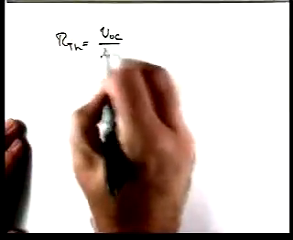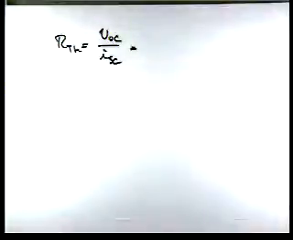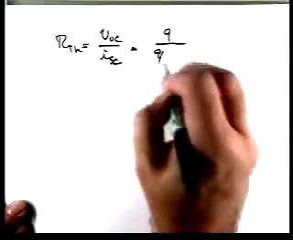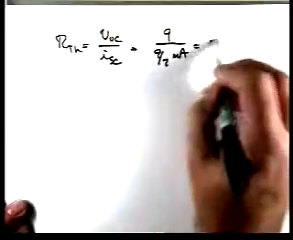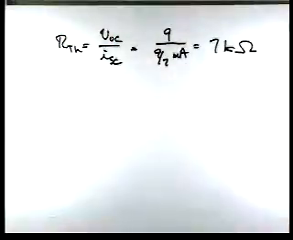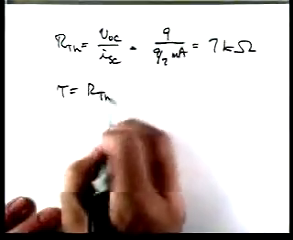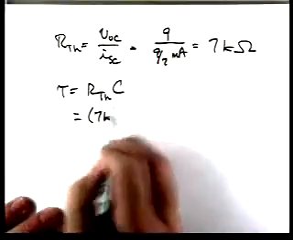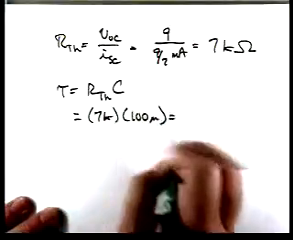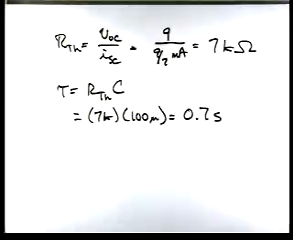So now we can calculate the Thevenin resistance. R Thevenin is V open circuit over I short circuit. So we have 9 volts divided by 9/7 of a milliamp, and that gives us 7 kiloohms for the Thevenin resistance. So our time constant then is 7K times 100 microfarads, 0.7 seconds.